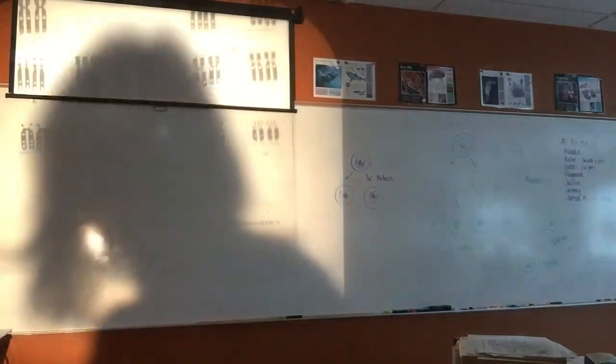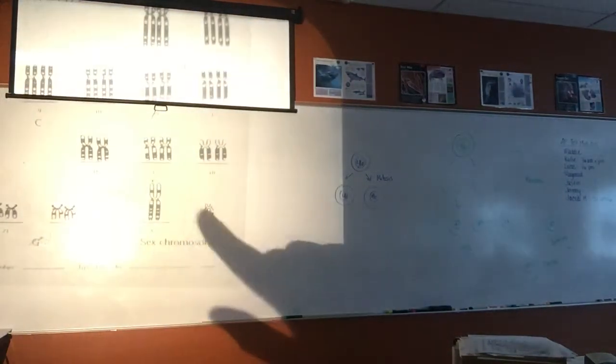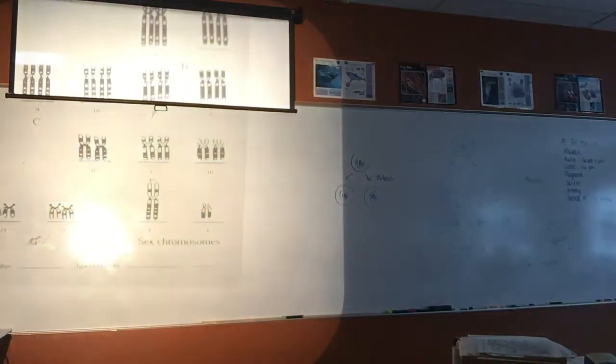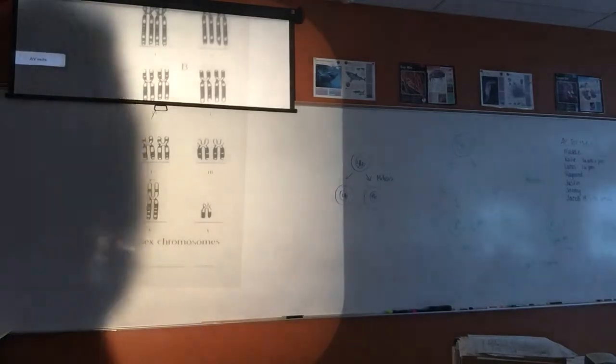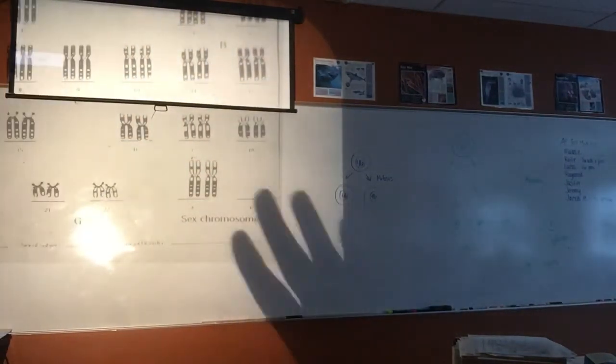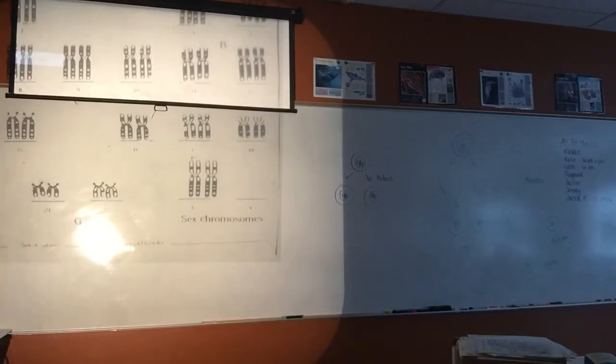This person has an X and a Y. Notice that this person's 23rd pair of chromosomes don't look identical, but we still consider them a pair. This is the only non-identical pair that we have in humans. So this person here with the X and a Y, do you guys know what gender that is? That's a boy. Males have XY for that 23rd pair, so that means this one is a female. They put that in the bottom right-hand corner so we can easily tell.